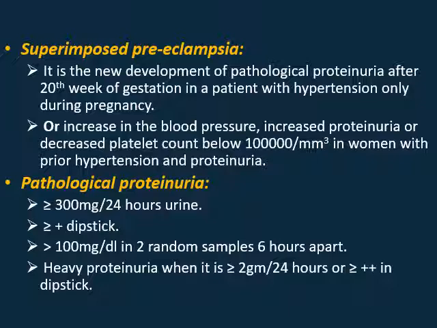Pathological proteinuria may be in the form of proteinuria exceeding 300 mg per 24 hours, or proteinuria more than 1 plus dipstick, or proteinuria more than 100 mg per deciliter in two random samples 6 hours apart. Heavy proteinuria is when it is more than 2 grams per 24 hours or more than 2 pluses in dipstick.